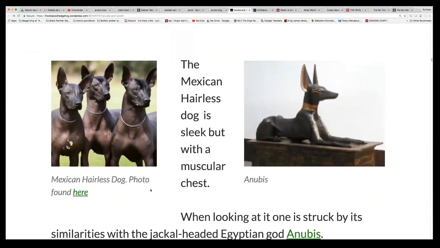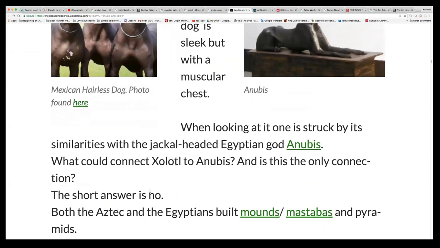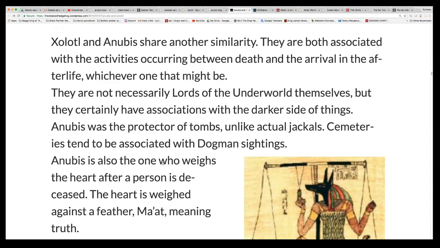The Mexican hairless dog is sleek with a muscular chest. When looking at it, one is struck by its similarities with the jackal-headed Egyptian god Anubis. Xolotl and Anubis share another similarity. They are both associated with the activities occurring between death and the arrival of the afterlife. Whichever one that might be, they are not necessarily lords of the underworld themselves, but they certainly have associations with the darker side of things.